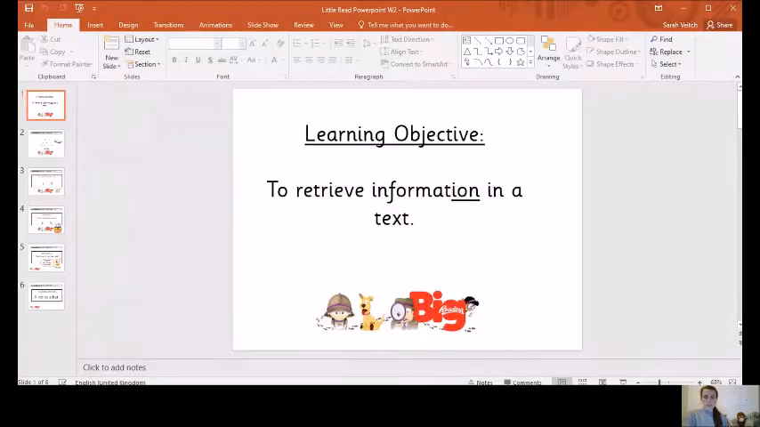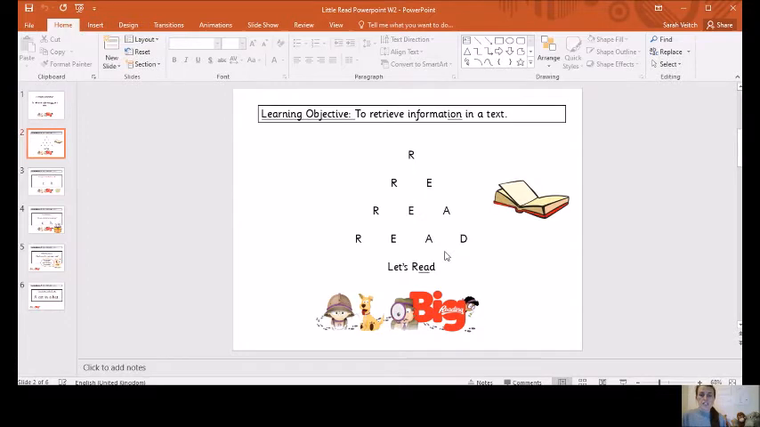As you can see on our PowerPoint here, our learning objective is to retrieve information in a bit of text. To retrieve information, we use our spying eye and we look for the things that we need to find. Now, first we are going to start by doing our chant.